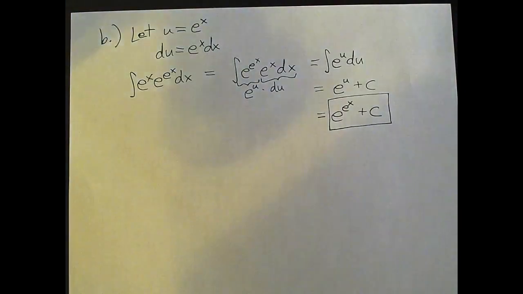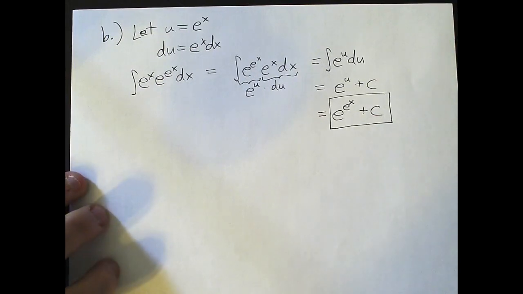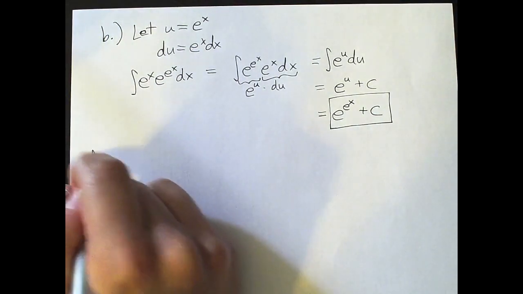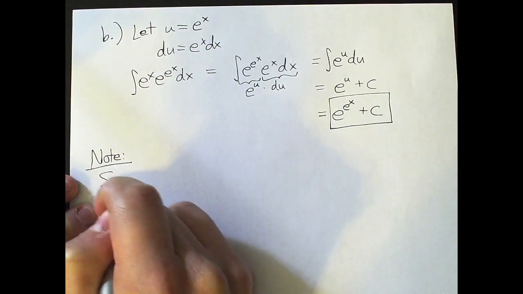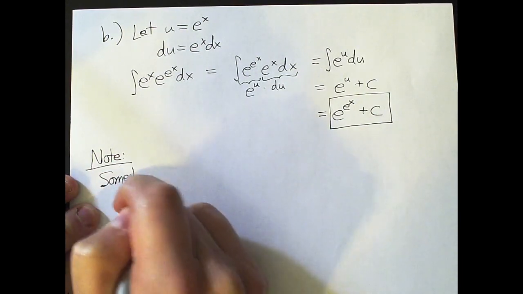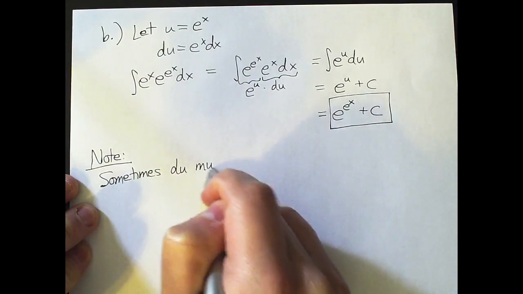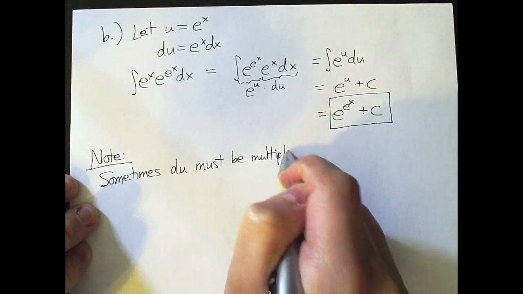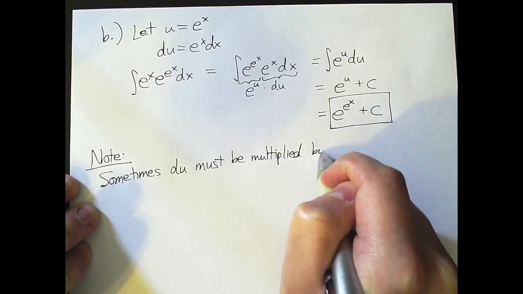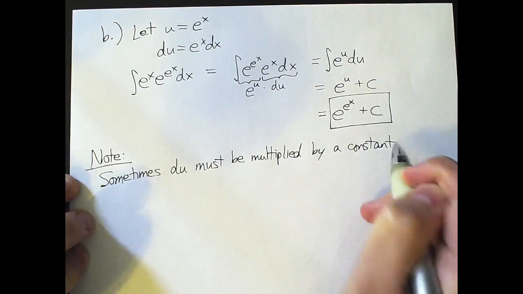So we've seen a few problems. We've talked about how to select what u should equal. There's another thing that can come up that I need to tell you about. And that is sometimes du must be multiplied by a constant. I'll show you what I mean.